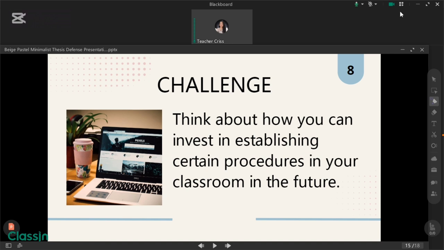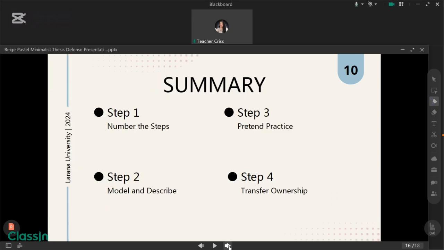Okay, next one. The challenge for you future teachers is to think about how you can invest in establishing certain procedures in your classroom in the future. So let's move on to the next one then. Let's have a recap of what we have learned today.